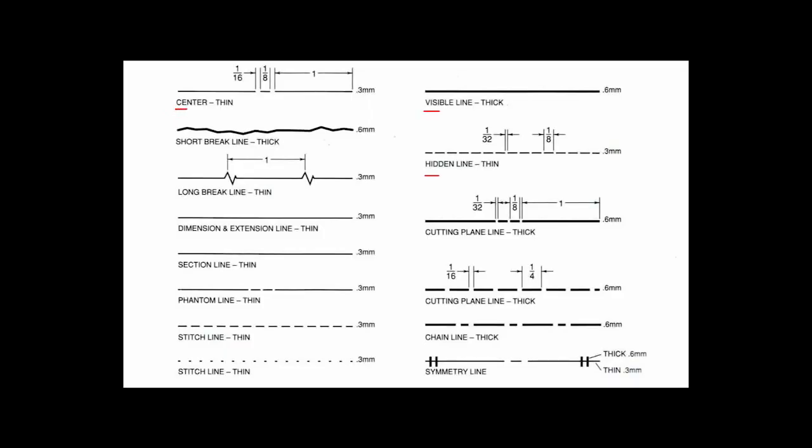Here is the list of lines that you'll find in your drawings. The ones marked with red markers are the ones you'll find most commonly. The visible line is also known as the outline. The hidden line is used to represent hidden features. The center line is used to represent the center of circular features. It is generally the point from where the radius is measured.